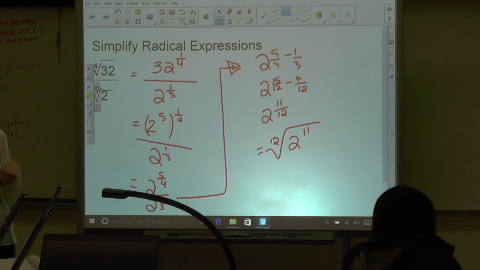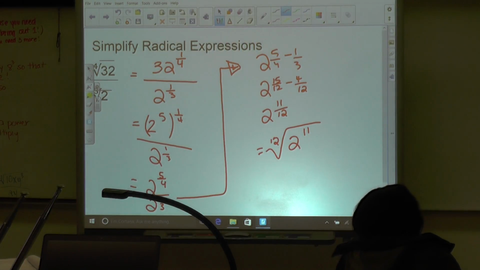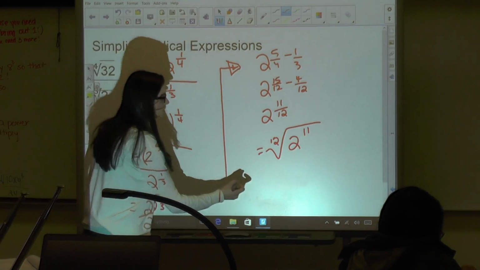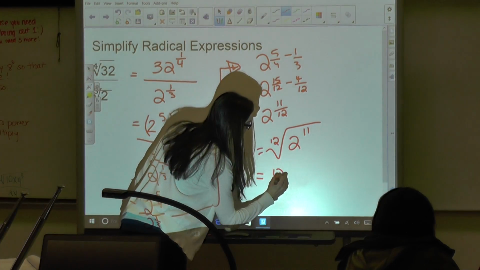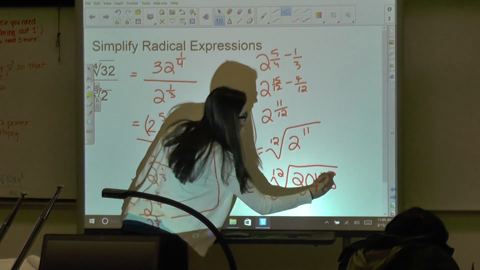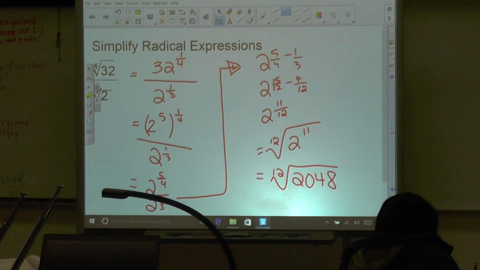The one last thing that you can do is type it in your calculator, because I don't feel like doing all that work. Can you do 2 to the power 11? Yes. This is the 12th root of 2048. That is fully simplified. 2 to the power 11 is 2048.